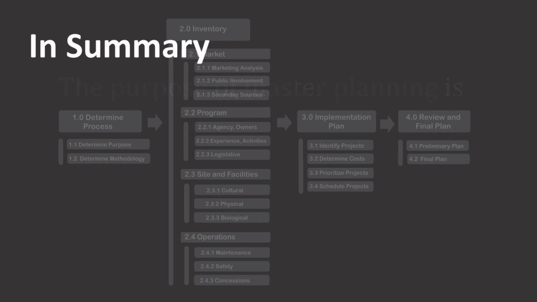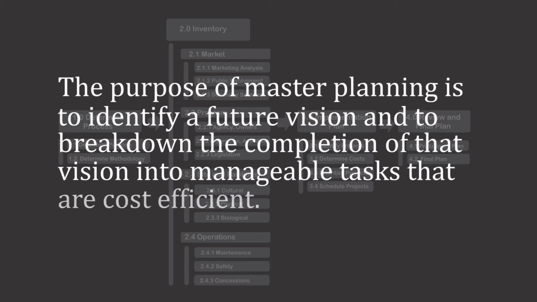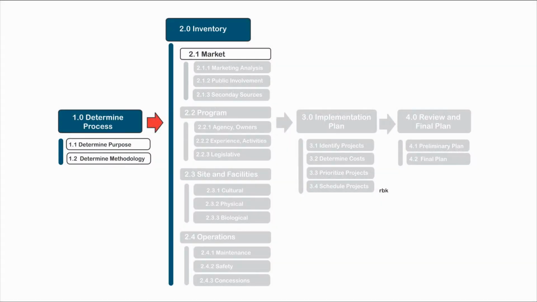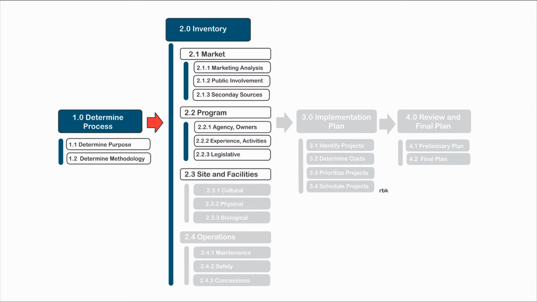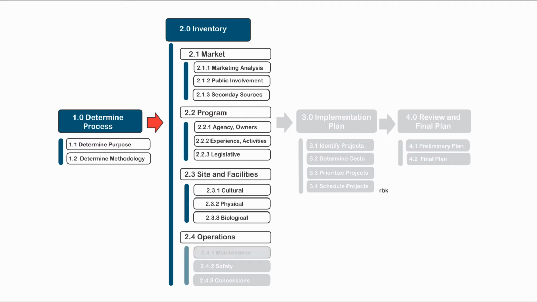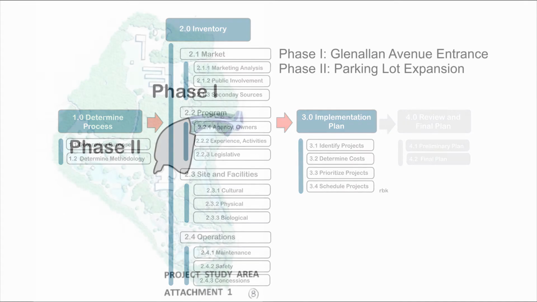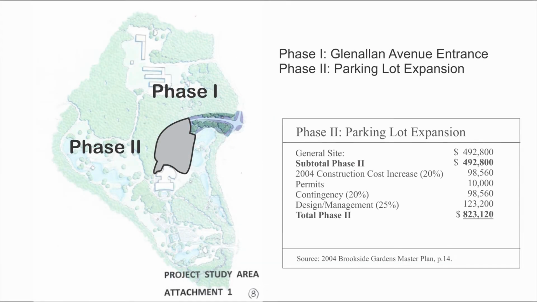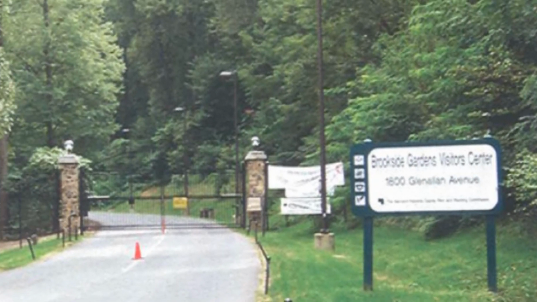In summary, the master planning process develops projects to be implemented in the future, usually the next 5 or 10 years. The process inventories the market, including its users and stakeholders. The program includes the desired experience of the owners or agency and legislation. The sited facilities offer resource opportunities. Don't forget the operational needs of maintenance, safety, and concessions. Key to the master planning process is developing feasible projects and tasks that can be funded in a reasonable time. Brookside Gardens was used to illustrate the process.